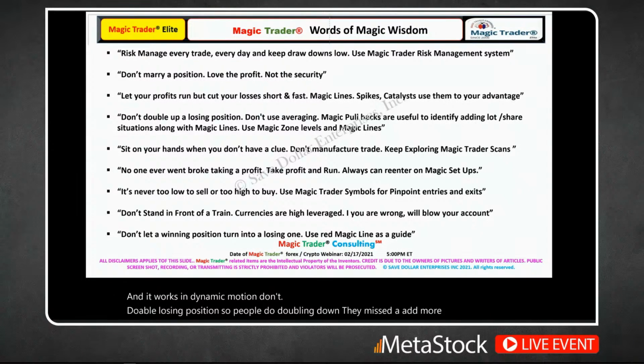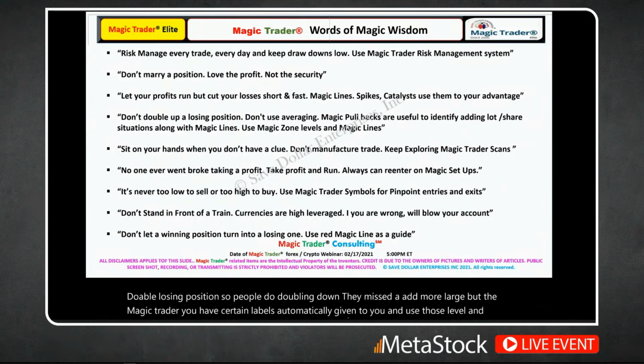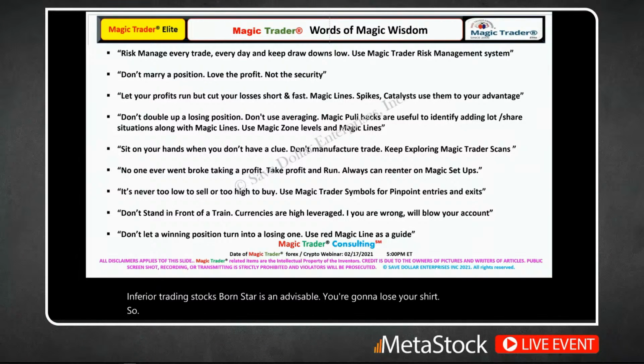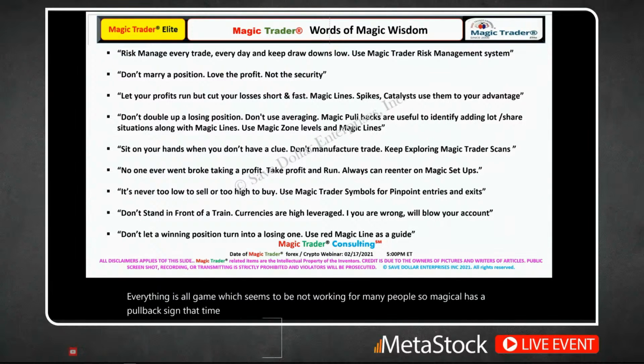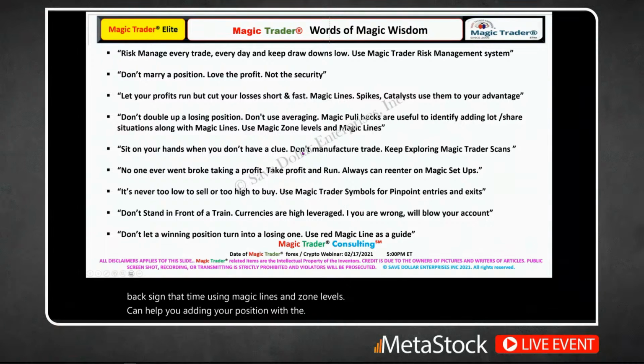With the Magic Trader, you have certain levels automatically given to you, and you use those levels. Without those levels, adding lots, or adding more stock if you are trading stocks, is unadvisable. You're going to lose your shirt. So averaging is an old game, which seems not to be working for many people. Magic Trader has a pullback sign. At that time, using magic lines and zone levels can help you add to your position with the risk under control.